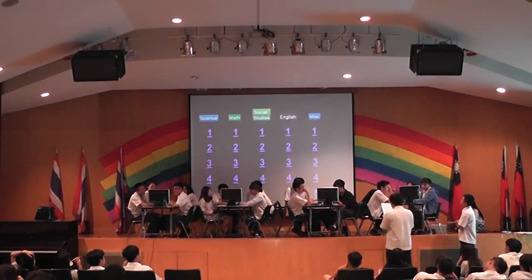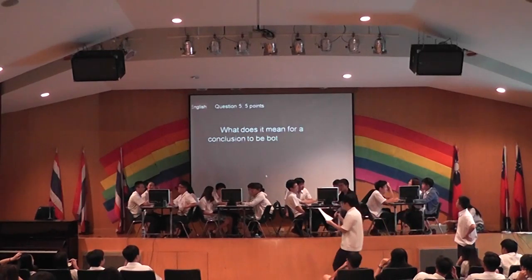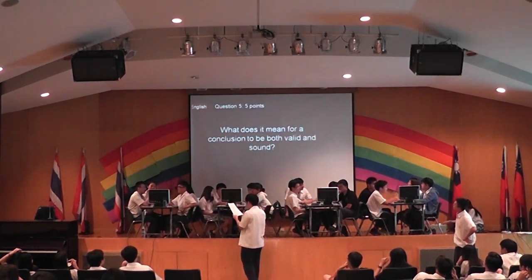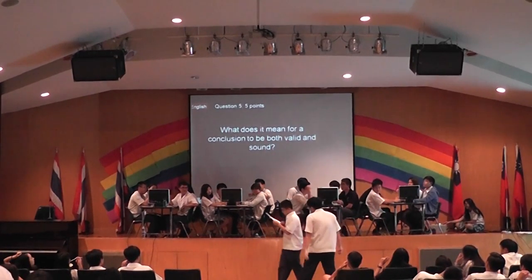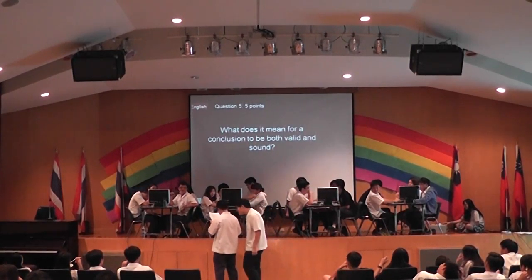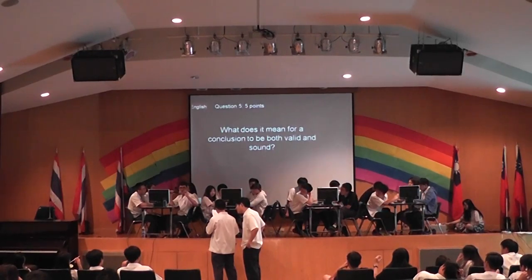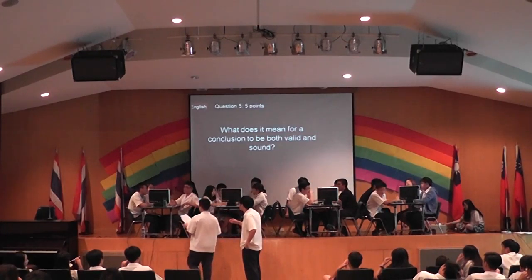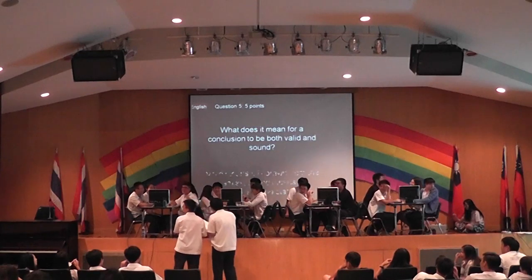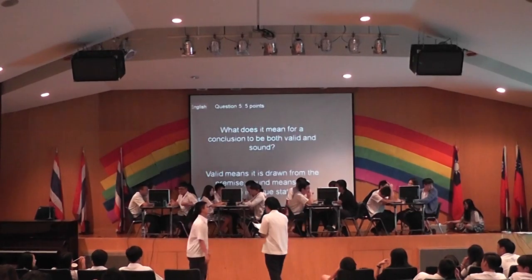English 5. What does it mean for a conclusion to be both valid and sound? Team 1. It makes sense and it is true. Okay, the first clause must be related to the second clause and the third clause must make it true. That's a true statement. That is correct. You want this usual category.